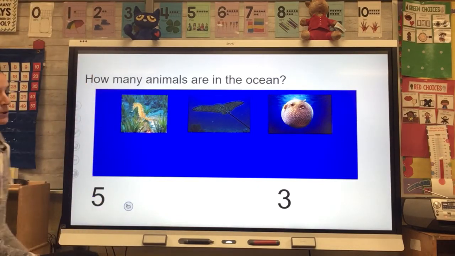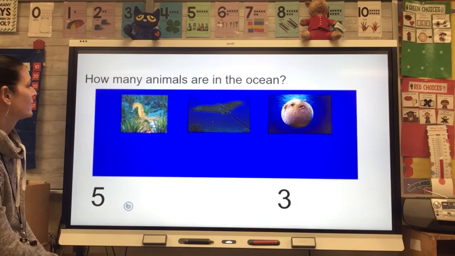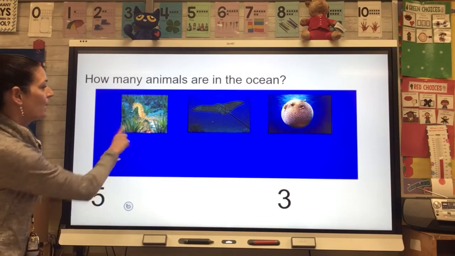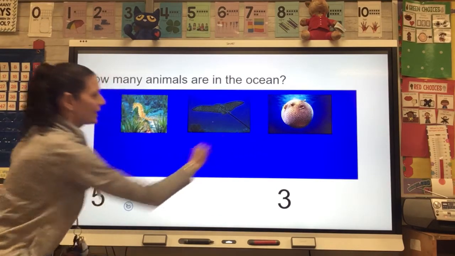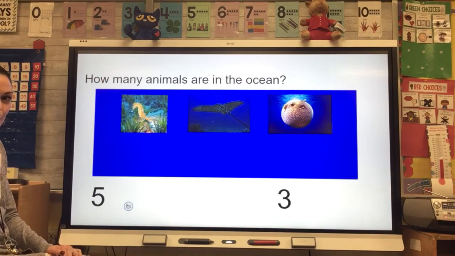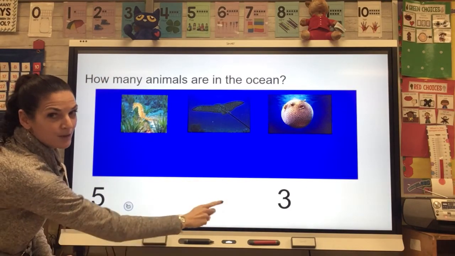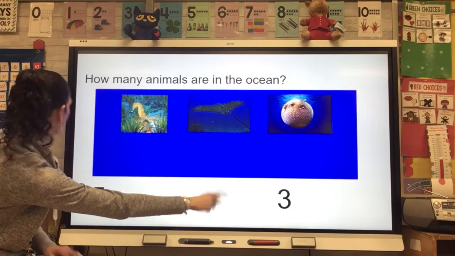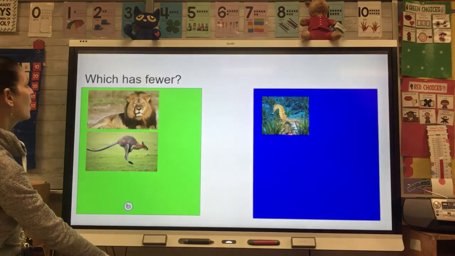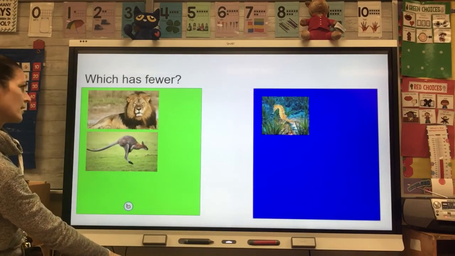Okay, how many animals in the ocean? You might not need to count for this one. It's always okay to count though. 1, 2, 3. 3 animals in the ocean. Point to the number 3. Which side you going to? That one is the number 3. Good job.